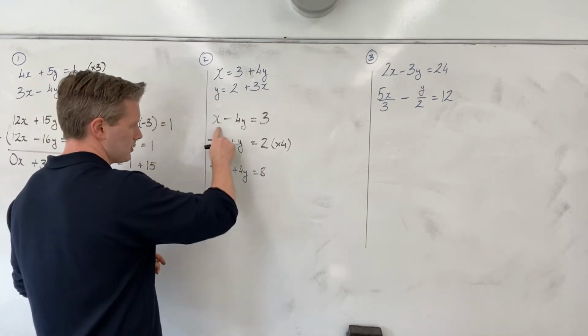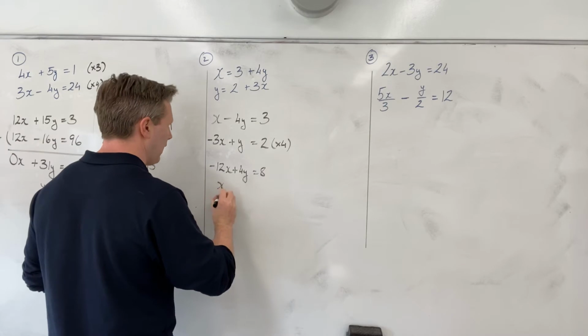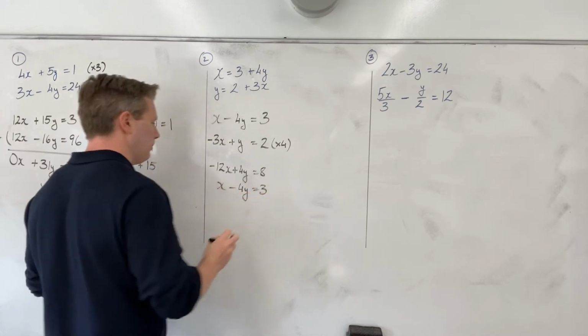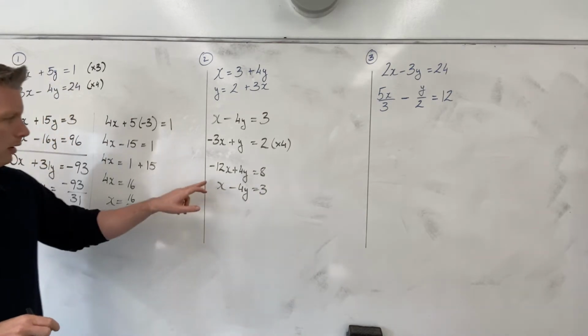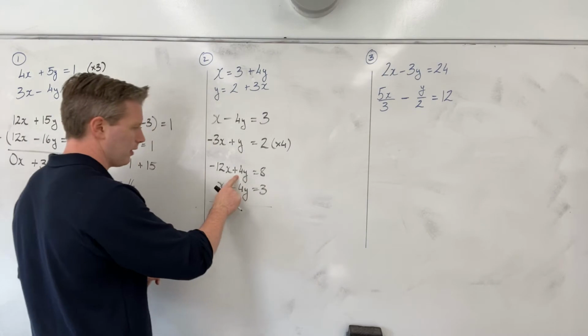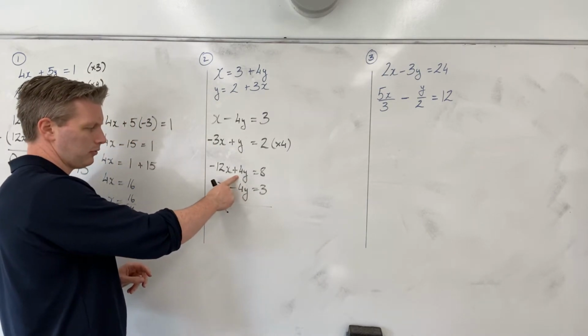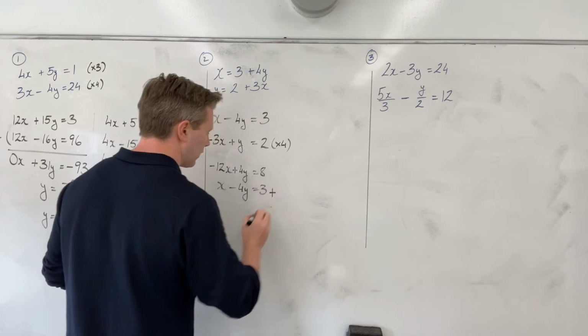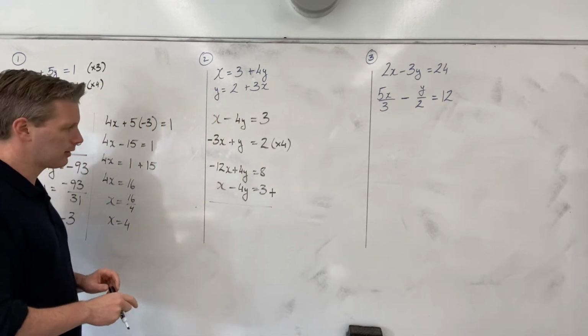Bring this first equation down, it will give me x minus 4y is equal to 3. Now I see that because I have here a plus 4y and here a minus 4y, I know that if I were to add my equations together, my y terms will cancel. So let's just do that.